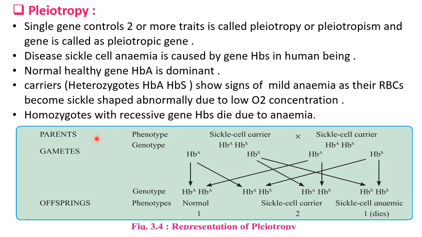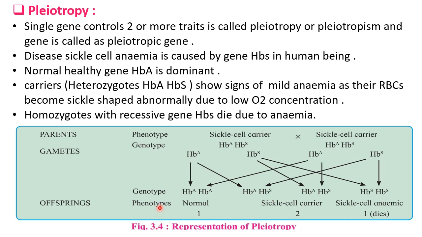Here in the diagram we can see the results when there is a marriage between two sickle cell carrier individuals. Here we see the parental generation having phenotype, both sickle cell carrier. Then their genotype is HBA HBS. Here we see HBA HBS. When these two individuals get married, then the offspring produced show the ratio, that is 1 is to 2 is to 1.